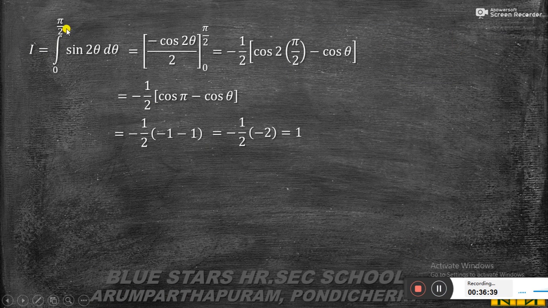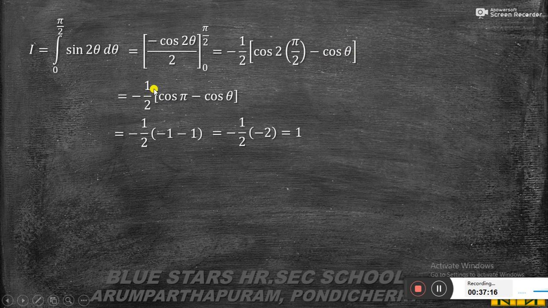Therefore I equals integral 0 to pi by 2 of sin 2 theta d theta. Now I integrate the sine. Integration of sine is minus cos, so minus cos 2 theta by 2, limit 0 to pi by 2. Next, minus 1 by 2. Now I substitute the upper limit, cos of 2 into pi by 2, minus, again I substitute the lower limit 0, so minus cos 0. Now you see this 1 by 2 I take outside. So minus 1 by 2 into cos of 2 into upper limit pi by 2 minus lower limit cos 0.